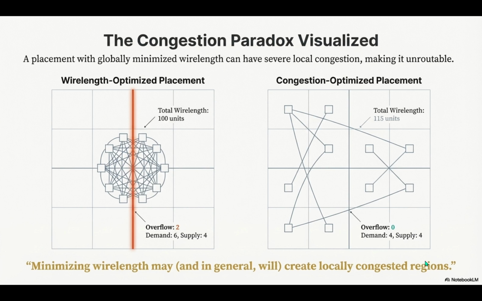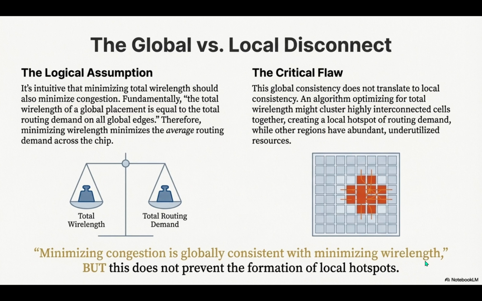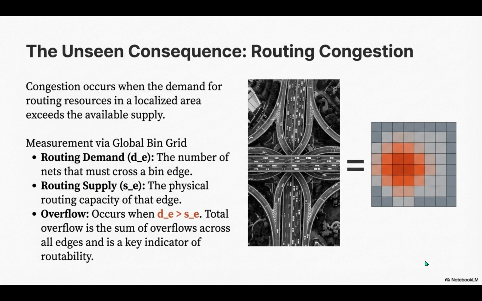Well, formally, congestion is what happens when the routing demand exceeds the routing supply in a localized area. And how do we measure that? To quantify it, the chip is partitioned into a global bin grid. You can think of it like a fine mesh of virtual squares laid over the chip. We then measure how many nets or wires have to cross the boundary of each little square. That's your demand.